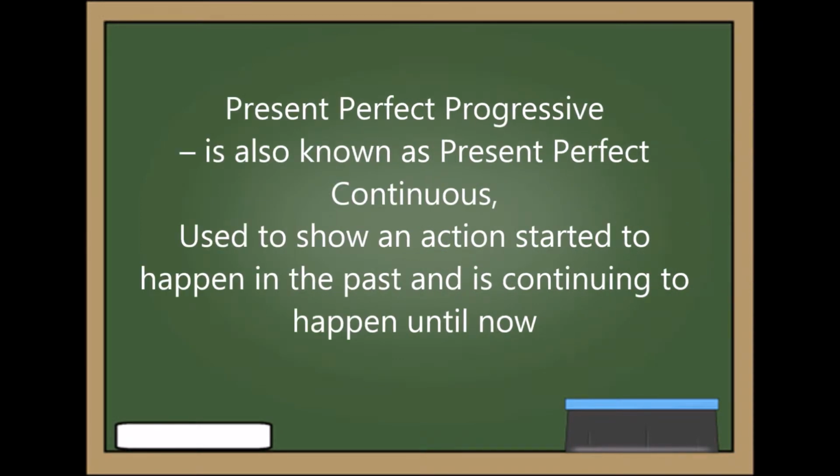Hi, I'm Rosal, and I will discuss to you the present perfect progressive. Present perfect progressive is also known as present perfect continuous, used to show that an action started to happen in the past and is continuing to happen until now.